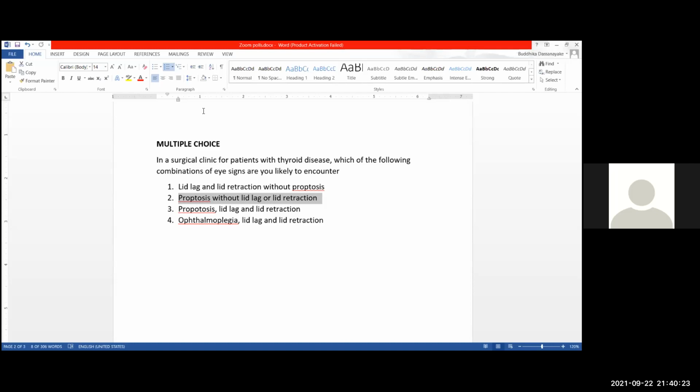So eye signs are different to getting the gland under control. So you can have patients with proptosis without lid lag or lid retraction, right? Not because they have been cured and the eye signs persist. That also can happen, but the eye signs might actually be progressing. We don't treat the eye signs in the surgical clinic because, if you want to treat the eye as well, what do you give?